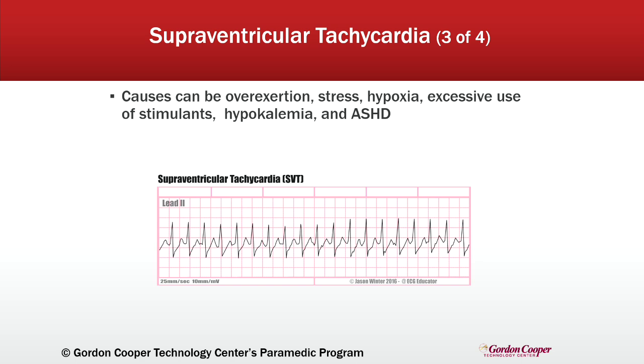Now, supraventricular tachycardia can be triggered by several causes. That includes overexertion, so physical activity that really pushes the heart to work harder can sometimes trigger rapid atrial rhythms. Stress as well, and hypoxia, so low oxygen levels can irritate the heart's tissue and lead to abnormal electrical impulses. Excessive use of stimulants, so when you're on your third 24 and you're taking in lots of caffeine and nicotine and whatever other stimulants you might be using, that can increase the heart rate and potentially trigger an ectopic focus in the atria. Hypokalemia can do that, as well as atherosclerotic heart disease.